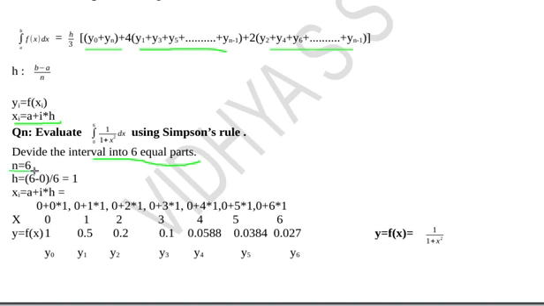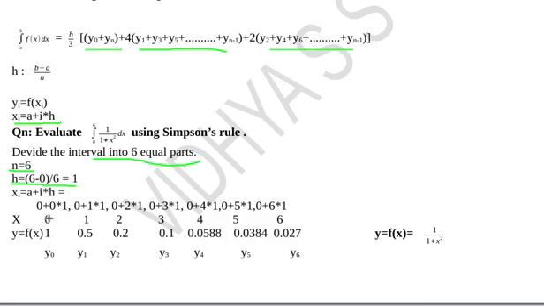Here n is equal to 6, and we can calculate the value of h using the formula. Here the upper limit is 6, and the lower limit is 0. So 6 minus 0 divided by n, which is 6, so h is 1. Then I need to calculate the value of each xi in order to calculate the value of each yi. Here xi is calculated using the formula a plus i into h.